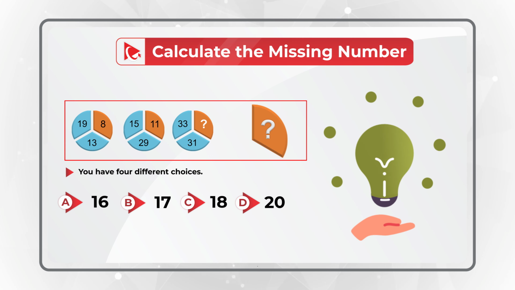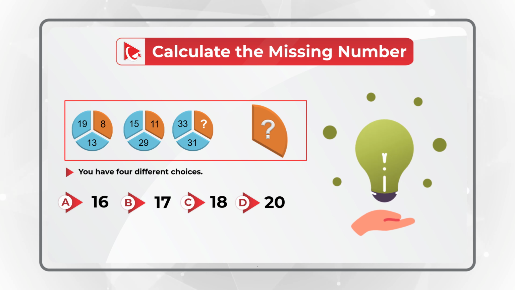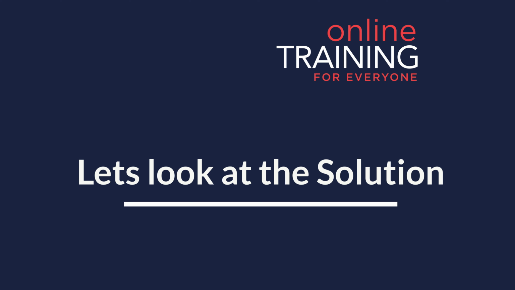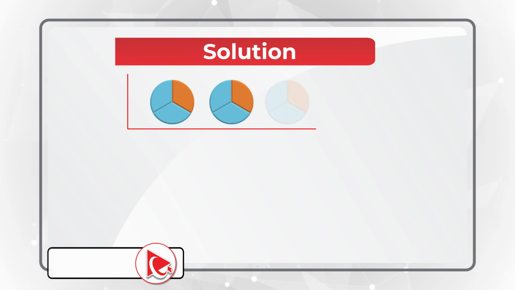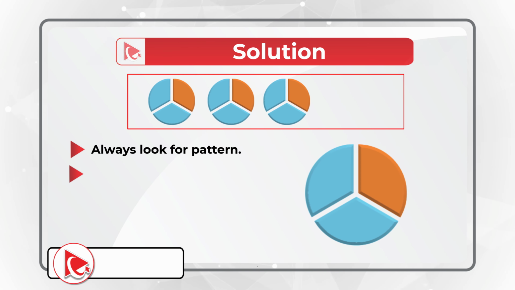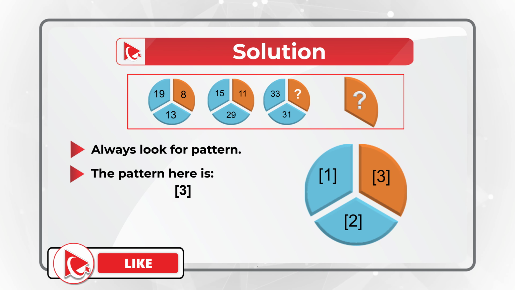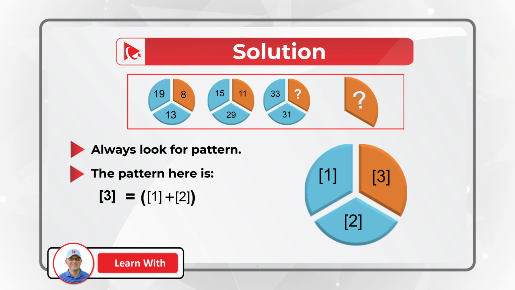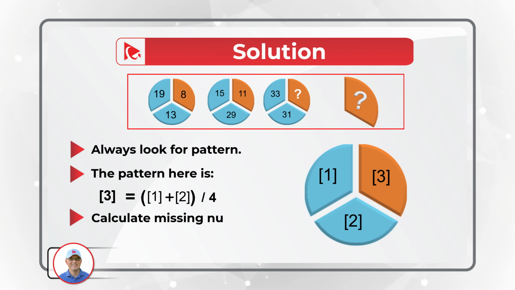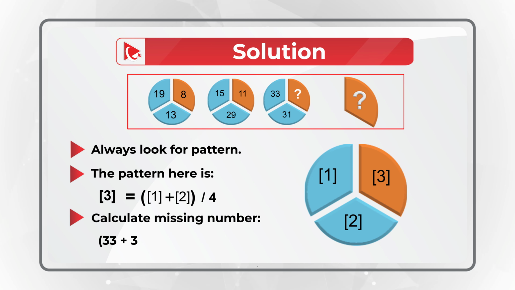Did you calculate the right answer? As I mentioned, the solution to this problem is really interesting. So let's move forward to get to the correct solution together. You need to always look for patterns to solve these types of problems. And the pattern here is that section 3 of the circle is calculated as sections 1 plus 2 divided by 4. So to calculate the missing number, you need to add 33 plus 31 and then divide the sum by 4, and you will get to the result, which would be 16.